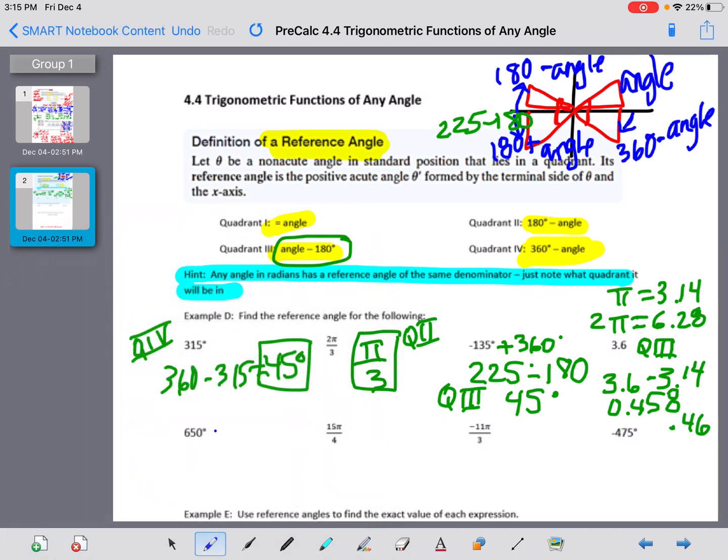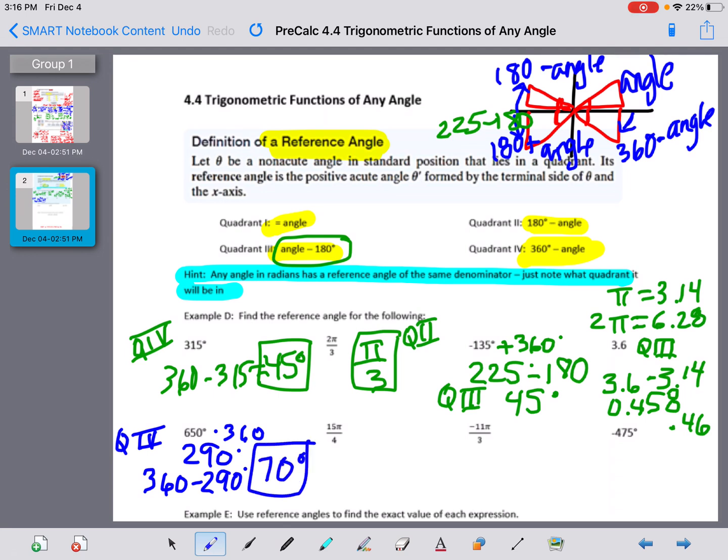650, too big, so I'm going to subtract 360, and that takes me down to 290. So now I know that 290, what's more than 270, so I'm in the fourth quadrant, right? Okay, so I'm going to do 360 minus my 290, and my reference angle is 70 degrees.